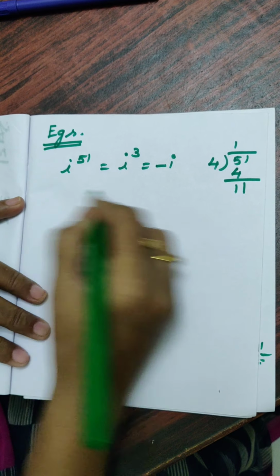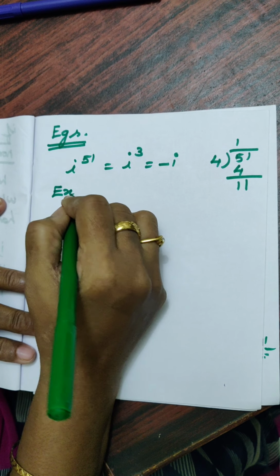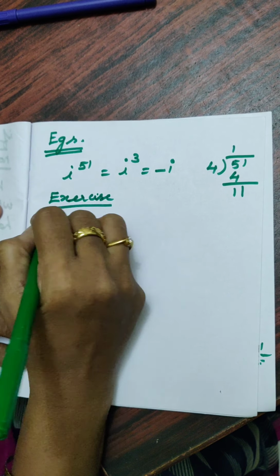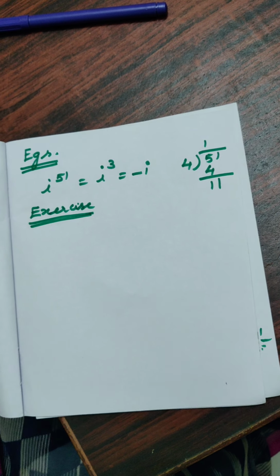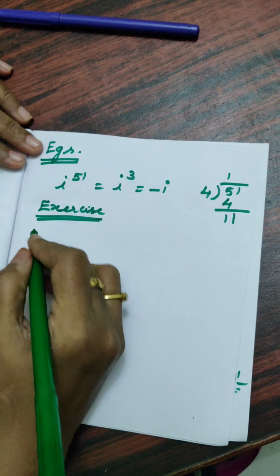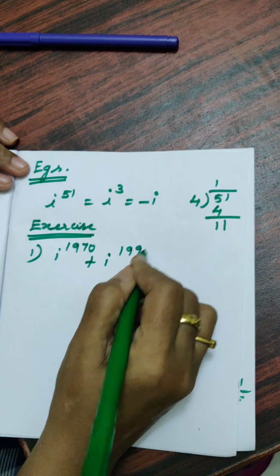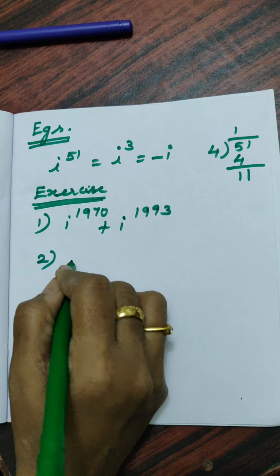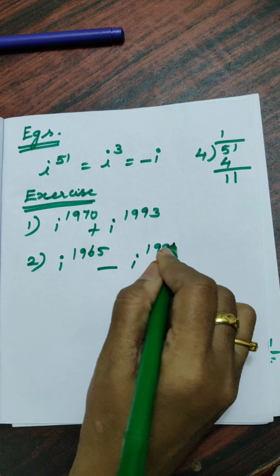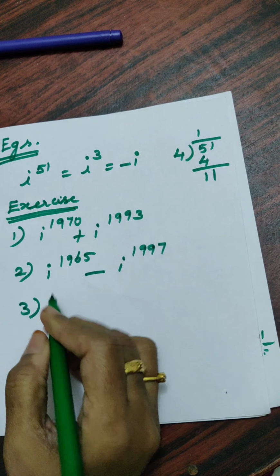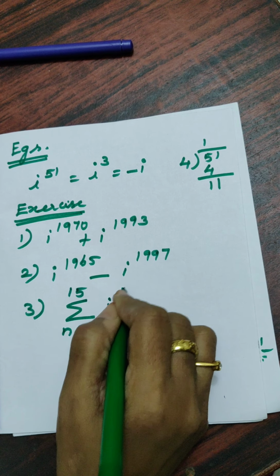Okay. Now I am going to conclude the chapter on complex numbers, that is power of i, and I am going to give you some more exercise problems of this module. You have to do all these sums as homework, and I will post the answers for these questions tomorrow. The first question is i power 1993. The second one is i power 1965 minus i power 1997. First you have to add, then you have to subtract. Third one, summation of n equal to 1 to 15 i power n.